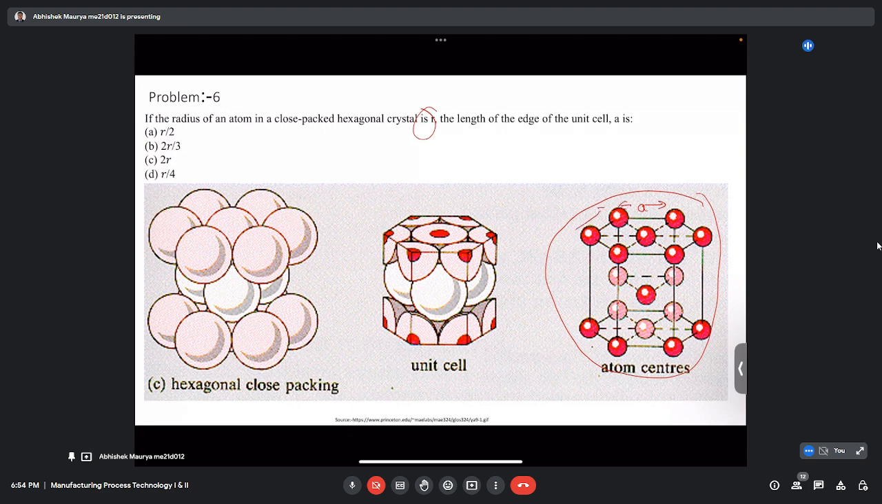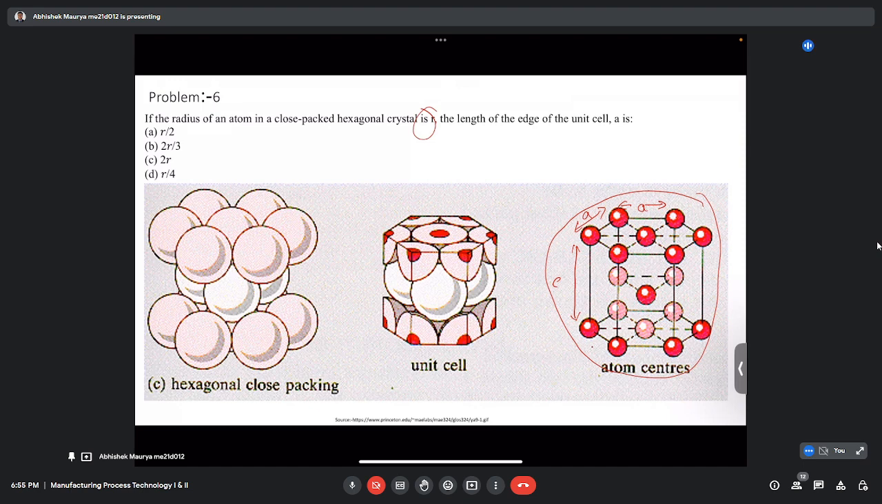A. This is also A. Similarly, all the sides of the hexagonal structure are mostly represented by the letter A, and this dimension is usually shown by letter C.